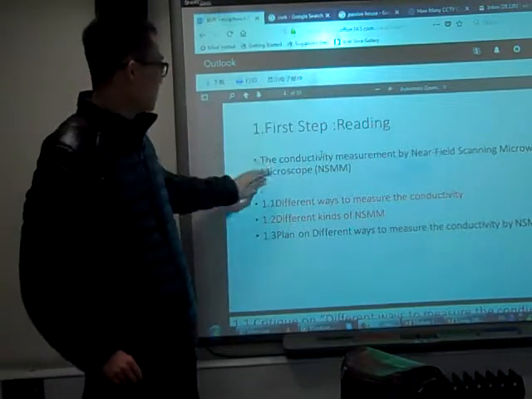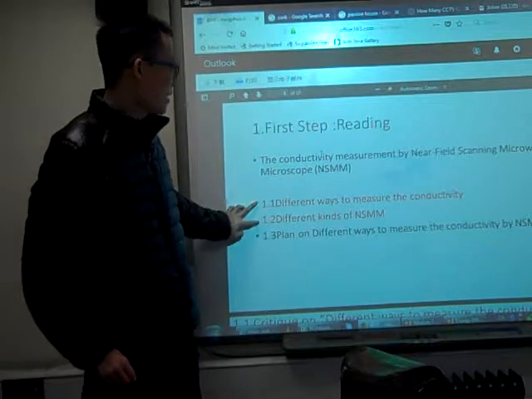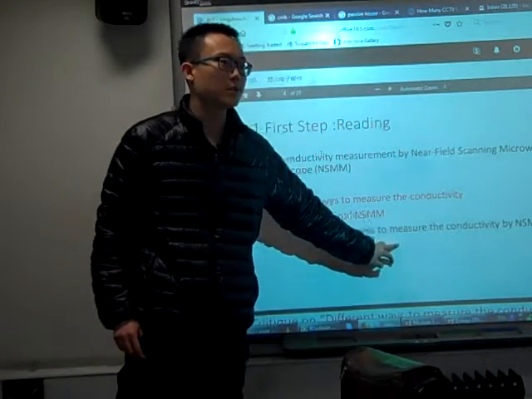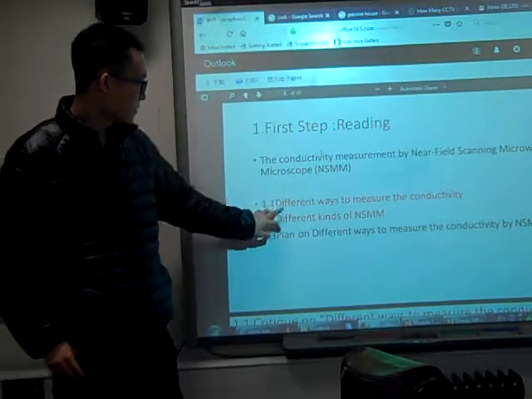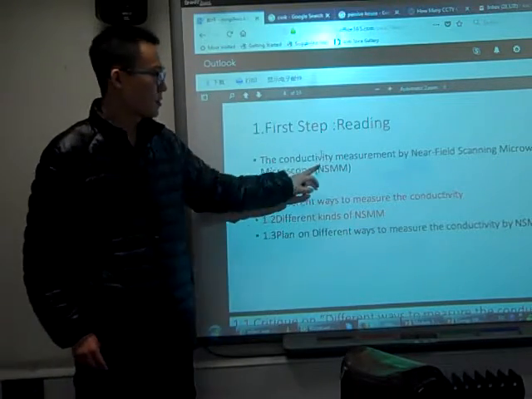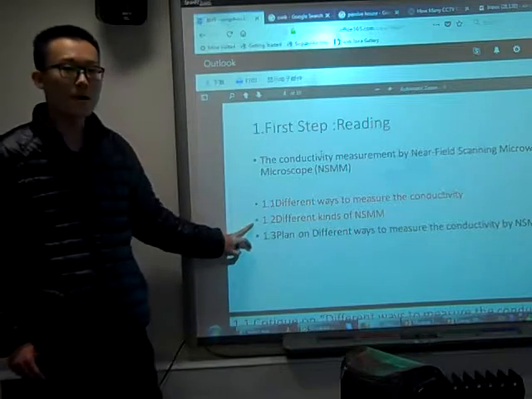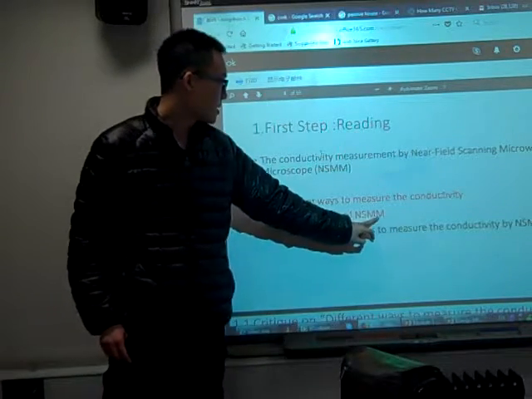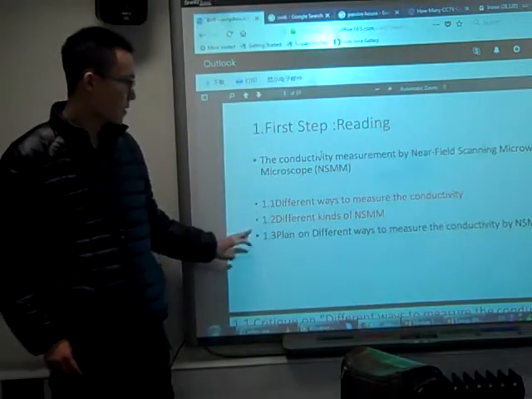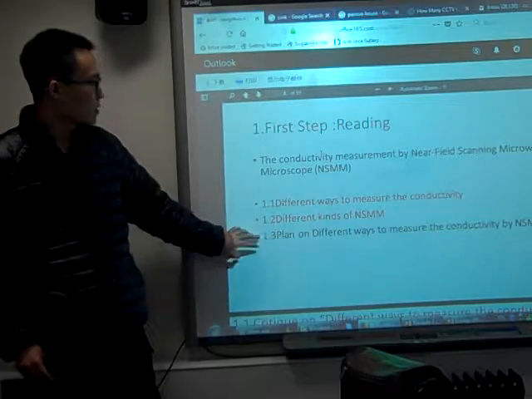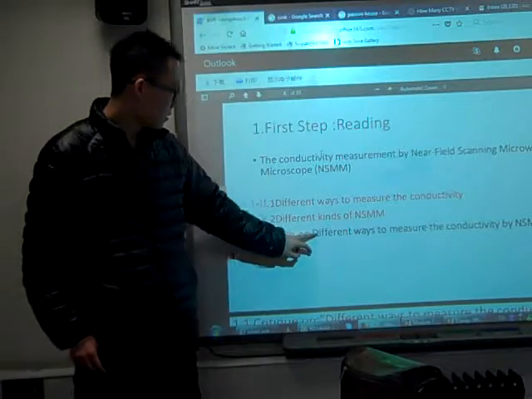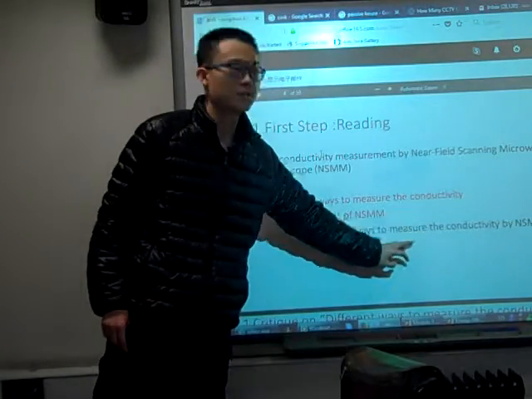This is my first step. The red one is what I have done now, and the black one is what I plan to finish in the future. The first is about the different ways to measure the conductivity. This is linked to the conductivity measurement. The second is about the different kinds of NSMM. This is linked to the near-field scanning microwave microscope. And the third one is the connection between these two: the different ways to measure the conductivity by NSMM.